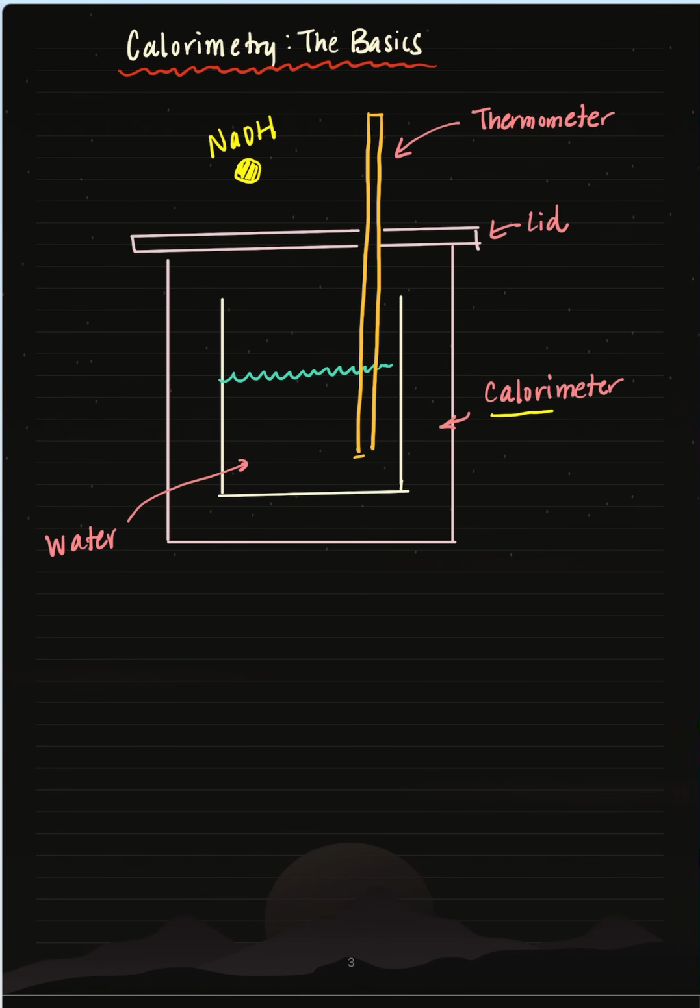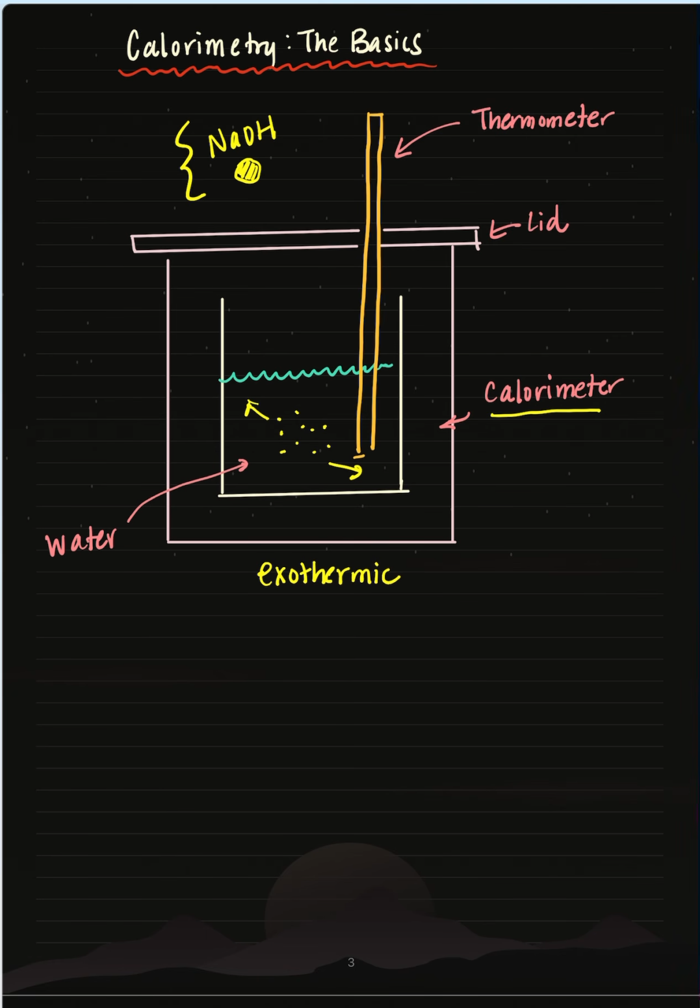A calorimeter is a device used to measure the heat transfer in a chemical reaction, and a really common reaction is the dissolving of a salt compound, like this pellet of NaOH, into water found in the calorimeter. So this reaction is actually highly exothermic. That means heat is going to be released from the pellet and go into the water. So let's make a note that this is an exothermic reaction.